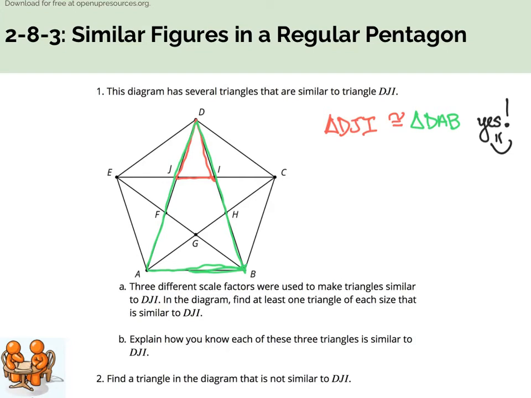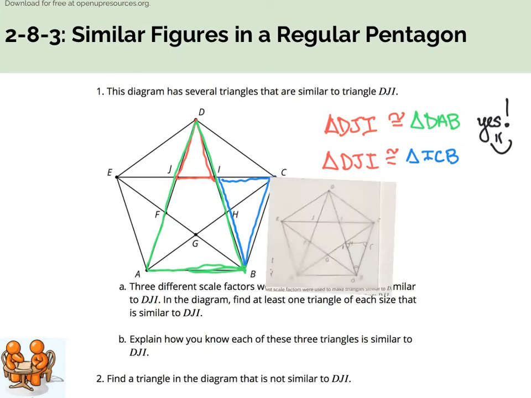Now I need to find a second triangle. So I'm going to look at this one right here. Is triangle DJI similar to triangle ICB? Again, what we need to do is check those angles and make sure that they're exactly the same. So again, I'm going to take my trace paper and check that.